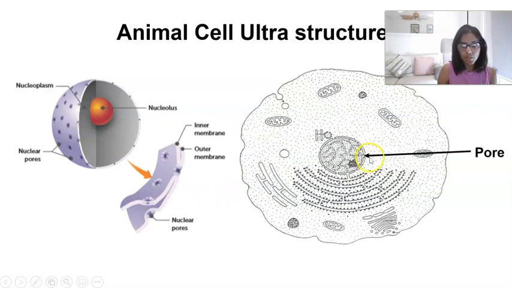The pore itself is just that hole that allows that genetic material to go in and out. So this is the nuclear membrane, and this gap is called the nuclear pore. So that's an important distinction.